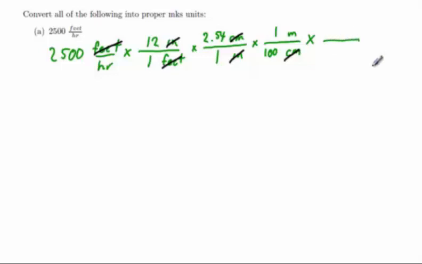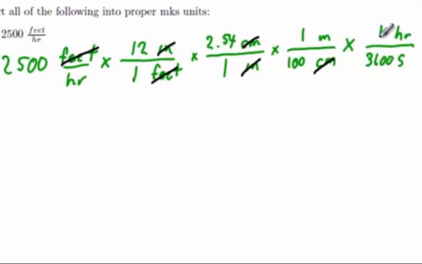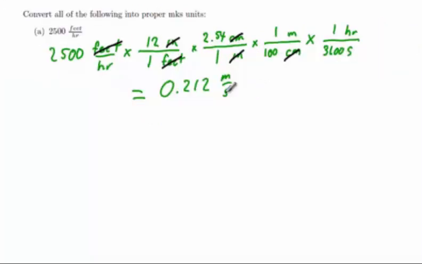And then I need to decide whether this should be hours per second or seconds per hour. Clearly, in order to cancel the unit of hours, I'd like to have hours in the numerator, seconds in the denominator, and then all I have to do is decide whether there are 3,600 hours in each second or whether there are 3,600 seconds in each hour. And so the result is that the unit conversion tells me to multiply by 12, multiply by 2.54, divide by 100, divide by 3,600, and then I have the final result, 0.212 meter per second.